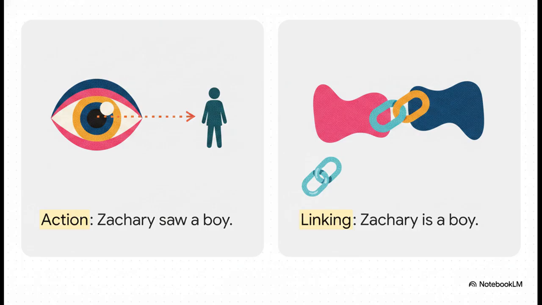In the first sentence here, saw is a direct action happening to the boy. The boy is the direct object. But in the second sentence, is just links Zachary to his description as a silly boy. There's no action happening to the boy, so there are absolutely no objects here at all.